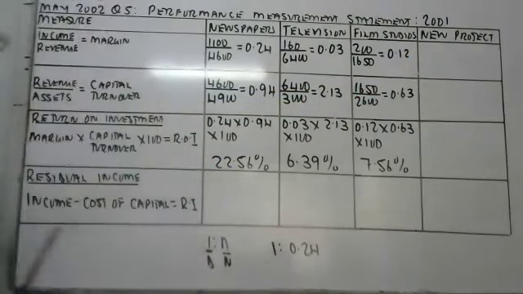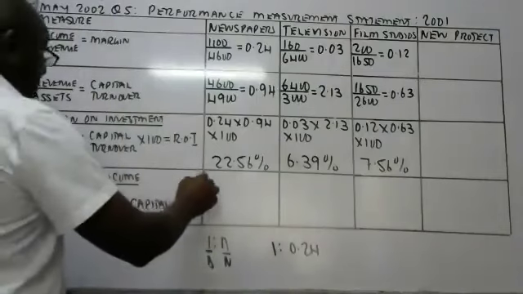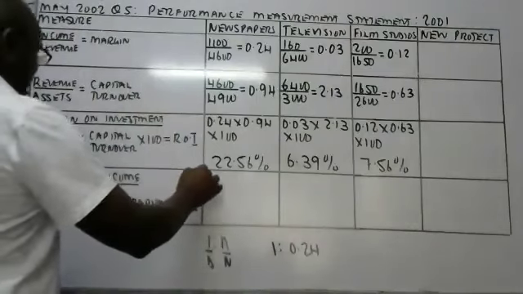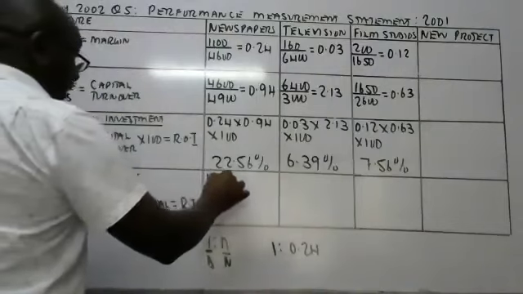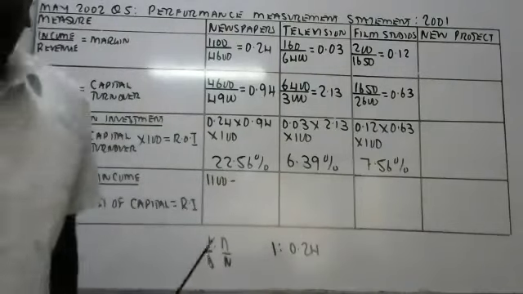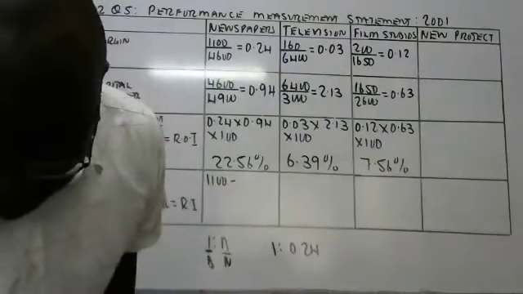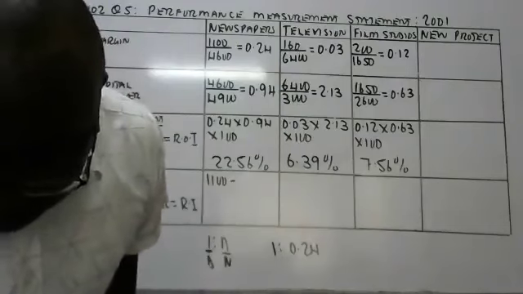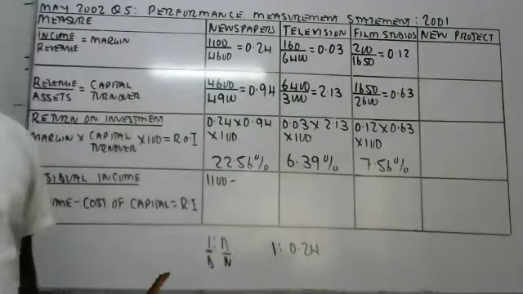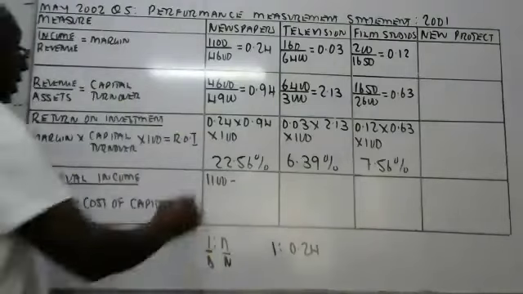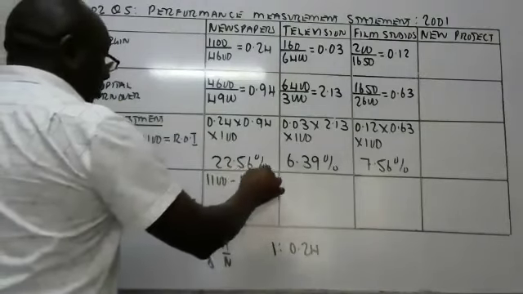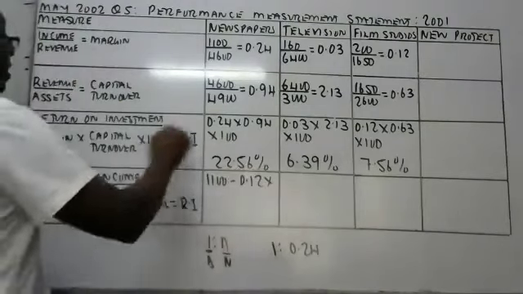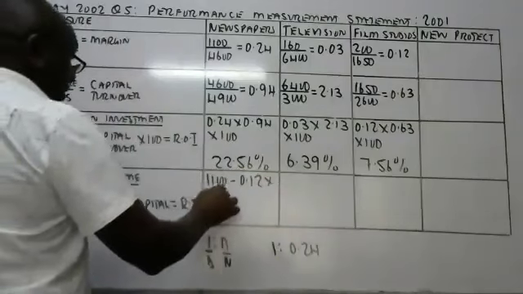The other thing that we need to compute is the residual income. So this one will be the income of 1100 minus the cost of capital. The cost of capital is what? Is 12%. You can see the required rate of return. 12%. So 0.12 times the assets. The assets are 4,900.